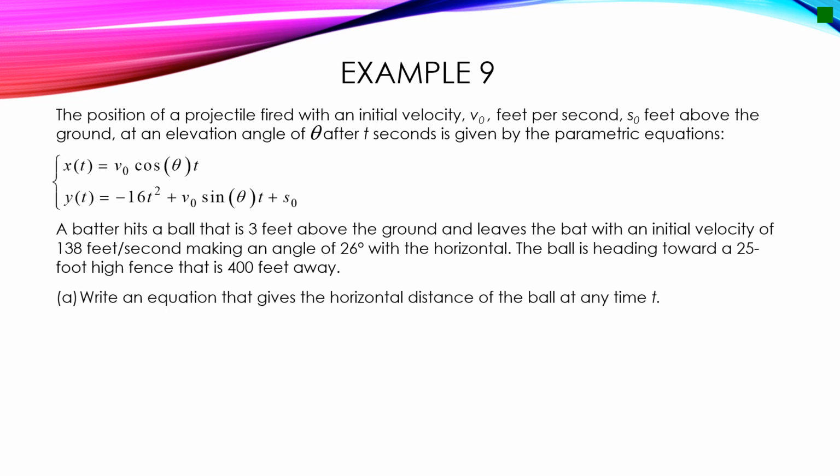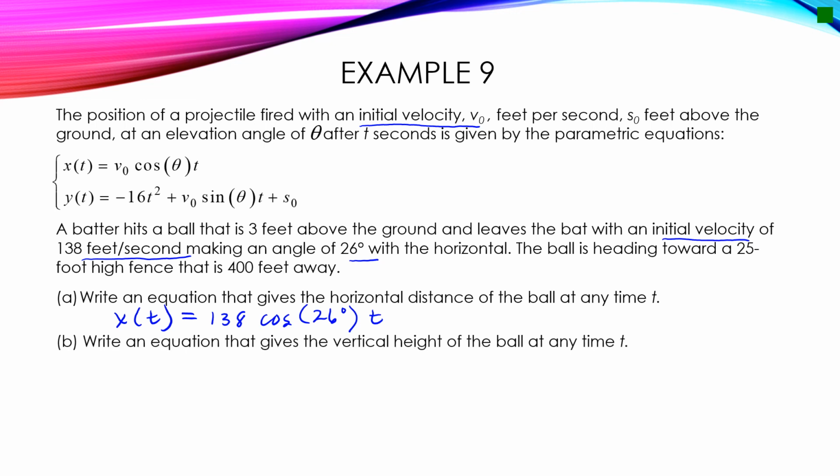Part A says to write an equation that gives the horizontal distance of the ball at any time t. So the horizontal distance is my x of t, and I've got an equation for that. X of t is equal to v sub 0, and v sub 0 is my initial velocity. They tell me that my initial velocity is 138 feet per second, so I'm going to put 138 there, and then the cosine of my theta, which is 26 degrees, and t. So that's my equation.